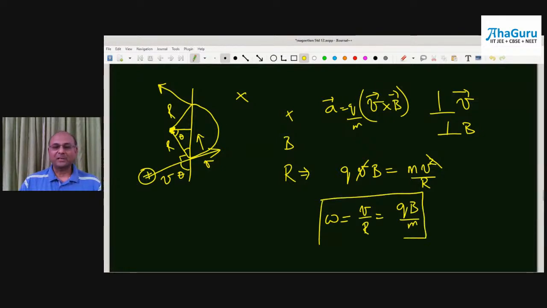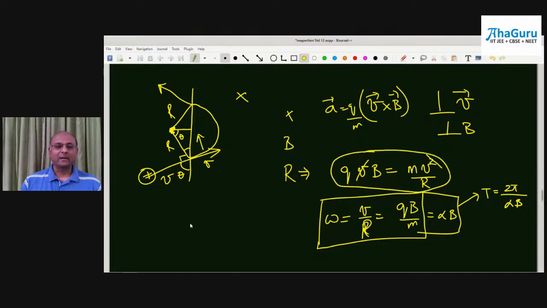So the angular velocity is not dependent on the speed V with which it's entering. It is not dependent on the radius. It's just dependent on Q by M, which is alpha, times the magnetic field. From this, we saw that the time period of revolution must be 2 pi by alpha B. And of course, from this you can also calculate R, which is just going to be mv by qb. So we saw all of this.